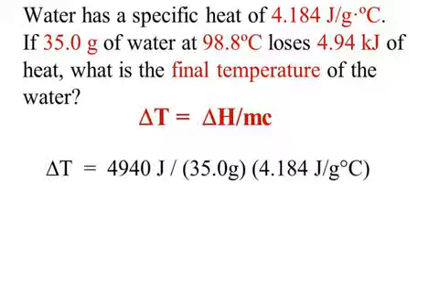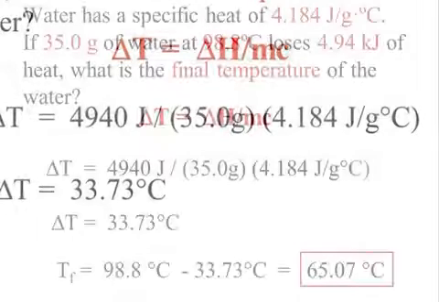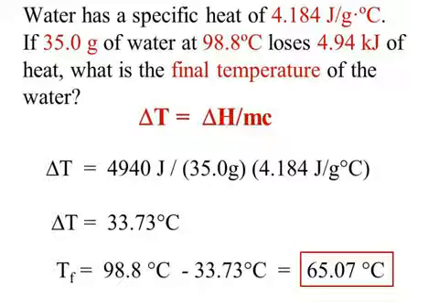Plugging in, you need to convert your 4.94 kilojoules into joules so that your units will agree. Solving for delta T, since your water lost energy, its temperature dropped, so you would subtract that delta T from your initial to get your final temperature of 65.07 degrees Celsius. This is the final temperature after the water loses the 4,940 joules of heat.